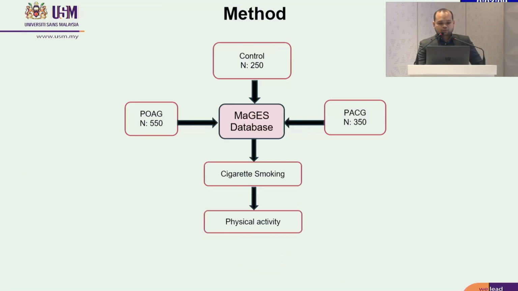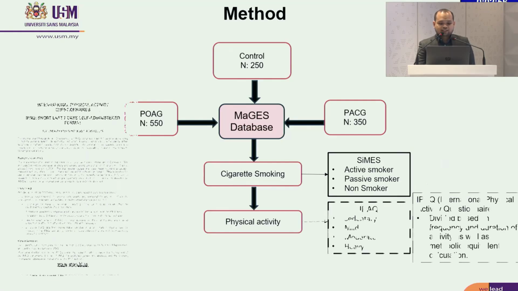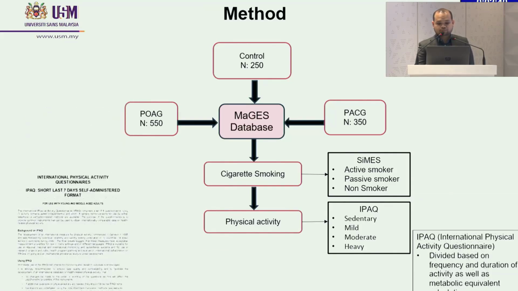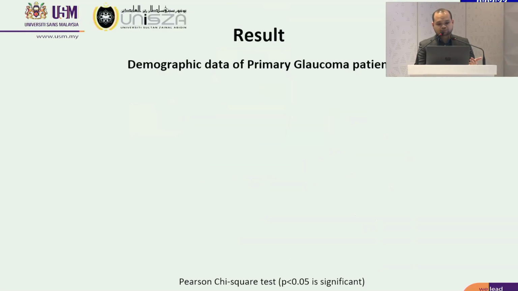From that database, for cigarette smoking, we use the Singapore Malay Eye Study questionnaire and divide into active, passive, and non-smoker. And then for the physical activity, we use the IPAQ, International Physical Activity Questionnaire, and divide that into sedentary, mild, moderate, heavy, based on the frequency and duration of activity, as well as metabolic equivalent calculation. We use multiple logistic regression for the data analysis.